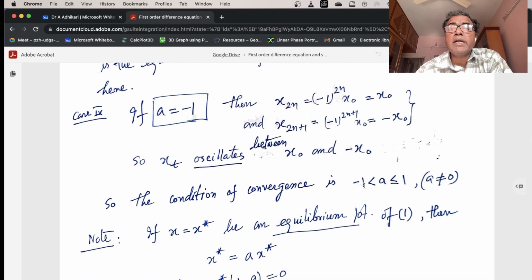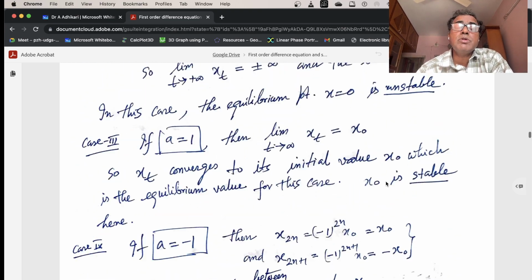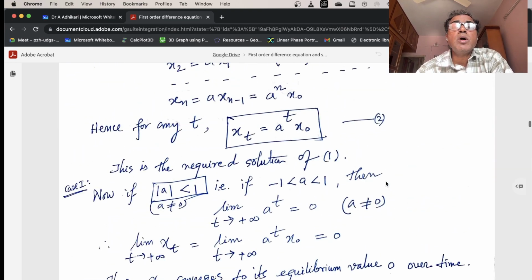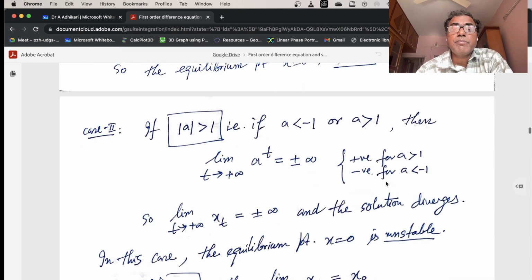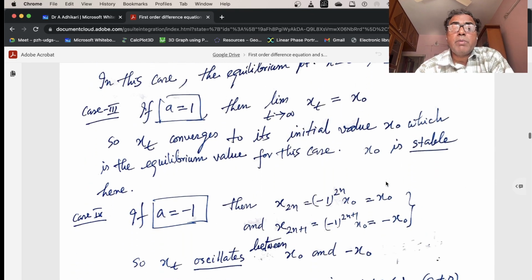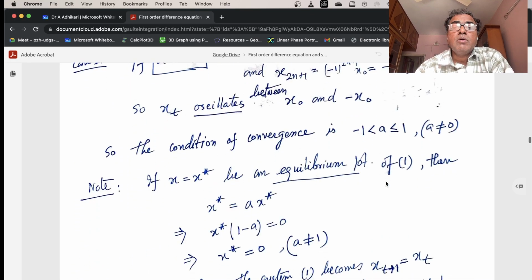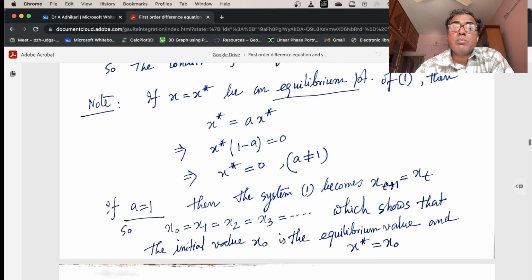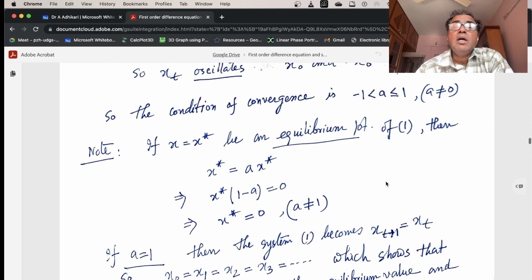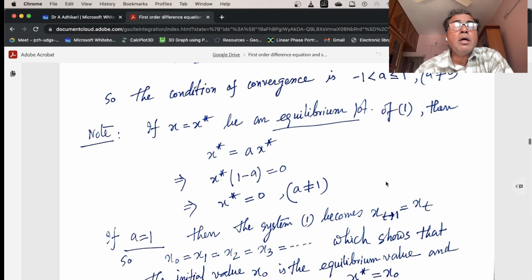So the condition is -1 less than a less than or equal to 1, and then the difference equation 1, x_{t+1} equal to a x_t, is convergent and converges to x0. Later we will discuss the equilibrium point of the one.